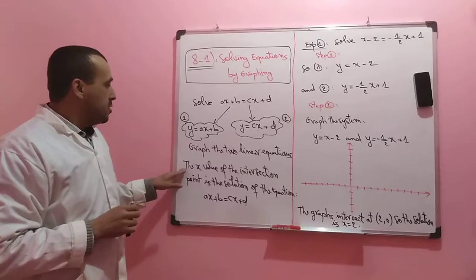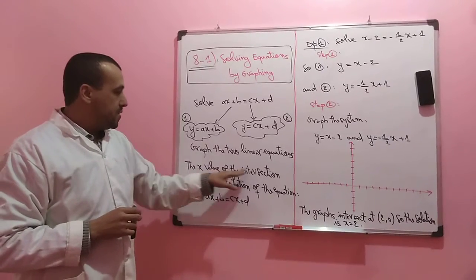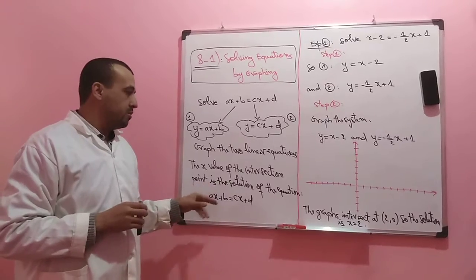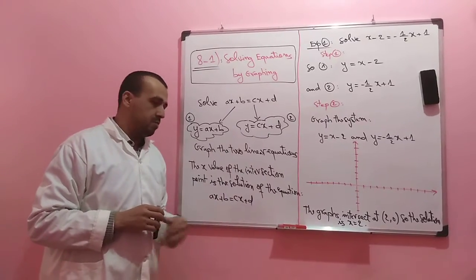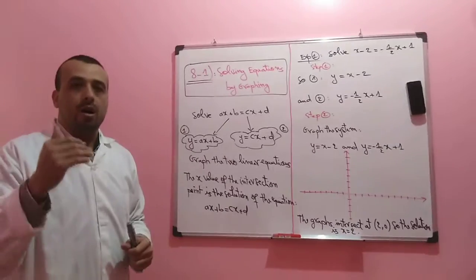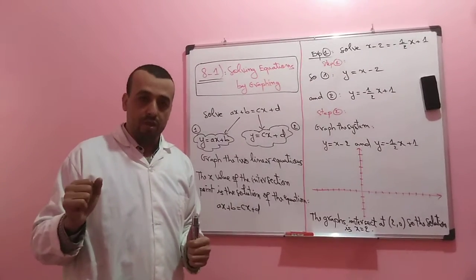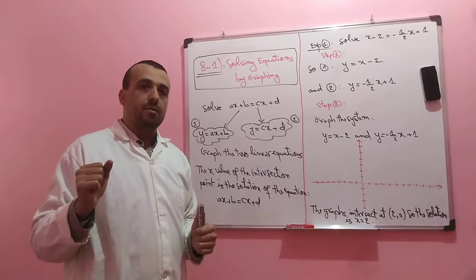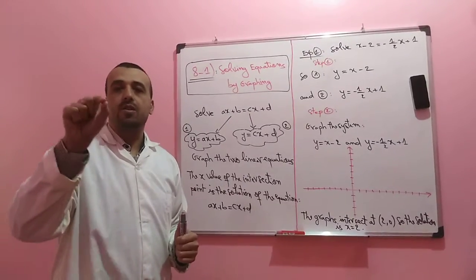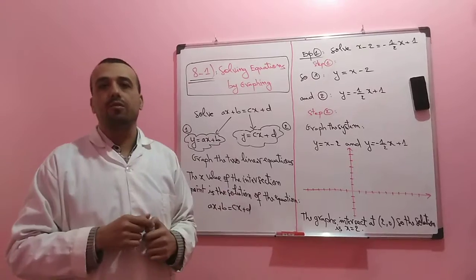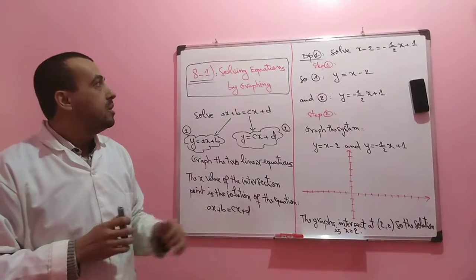The x value of the intersection point is the solution of the equation ax plus b equals cx plus d. That means after we draw the two equations, we find the intersection point, and the abscissa of this intersection point represents the solution of the equation.